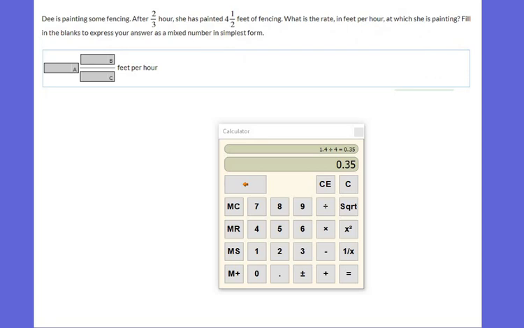All right, next problem. D is painting some fencing. After 2/3 hour, she has painted 4.5 feet of fencing. What is the rate in feet per hour at which she is painting? Fill in the blanks to express your answer as a mixed number in simplest form. Alrighty, so 2/3 of an hour she paints 4.5 feet. We want to know the rate per hour. So she wants a whole hour completed. She's only done 2/3 of an hour.